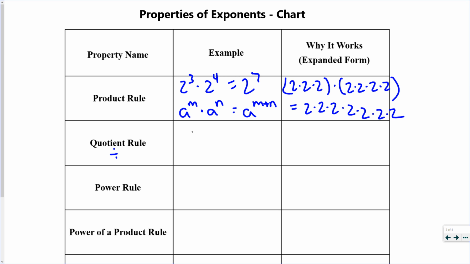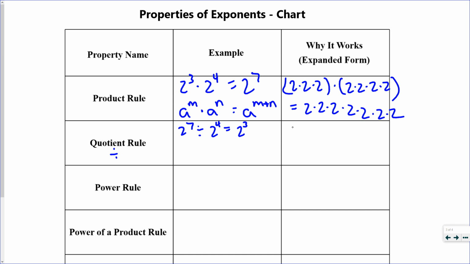So what happens if I change this to division? If I did, say, 2 to the 7th divided by 2 to the 4th. Well, we already know that division is just the opposite of multiplication, right? So if I start with 2 to the 7th, and I'm dividing away 2 to the 4th, shouldn't I be left with the other factor of 2 to the 3rd? I should. Now, why does that work? Does it mean we subtract exponents?